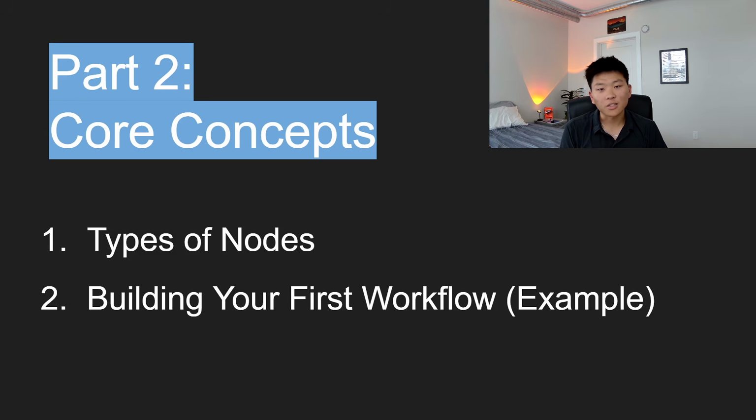Part 2 of the masterclass, we're going to be talking about some core concepts. So we just saw what the interface looked like. We saw a few nodes, but now we actually need to dive into different types of nodes and what they do. And then we're going to end this section of the masterclass with an actual example where we'll get into n8n. I'll do a live build of a really quick automation, and then we'll talk about the different types of nodes and how data is moving through. So it should be pretty cool to see.